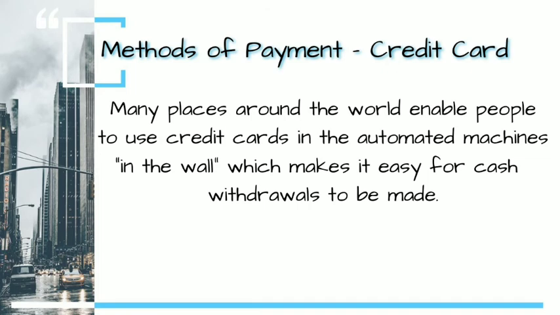The next is methods of payment: credit card. Many places around the world enable people to use credit cards in the automated machines in the wall, which makes it easy for cash withdrawals to be made. So it is easy to find an automated machine. It will depend on exactly where you are.